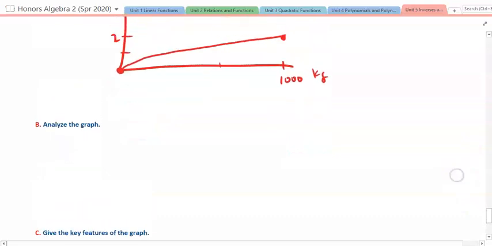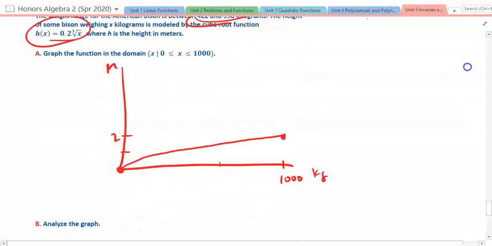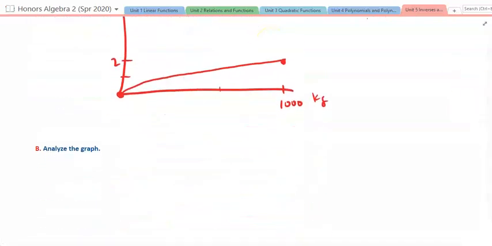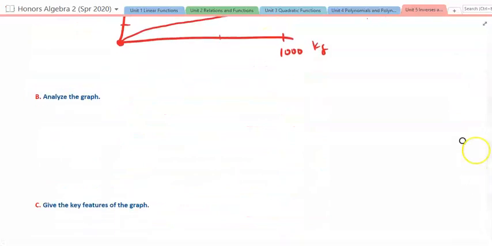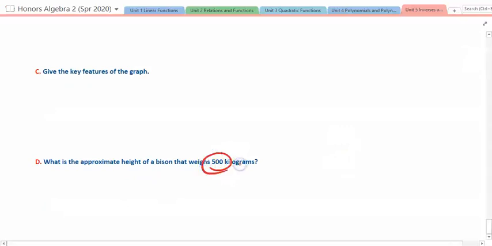So analyzing the graph, obviously the taller the buffalo, the water buffalo, it was water buffaloes, right? Yes. No, bison. The taller the bison, the heavier it is, according to this model. Key features, again, looking at that, this is an increasing function. We wouldn't talk necessarily about maxes and mins, but we would start at 0, 0, go to 1,000, 2. And what is the approximate height of a bison at 500 kilograms?